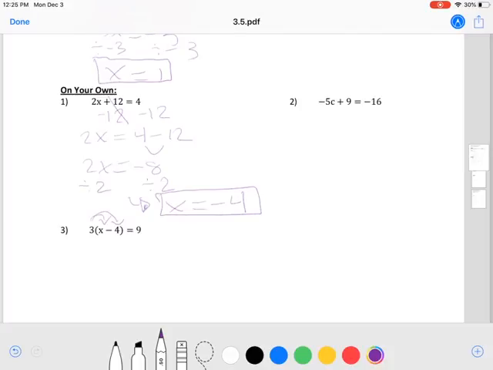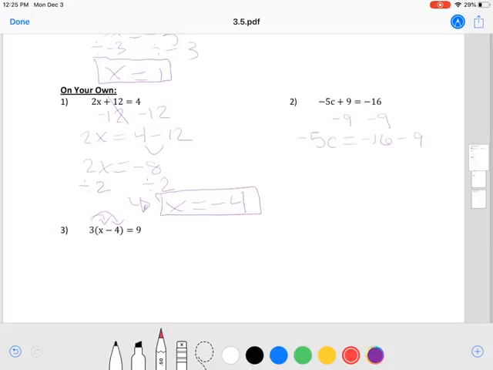Negative 5c plus 9 equals negative 16. So first, you guys can see there's addition, so we need to first undo addition by subtracting. So we're going to subtract 9 from both sides. So we're going to have negative 5c equals negative 16 minus 9.